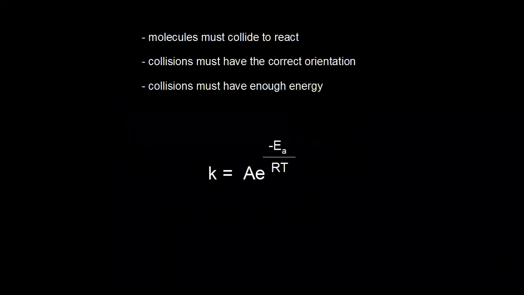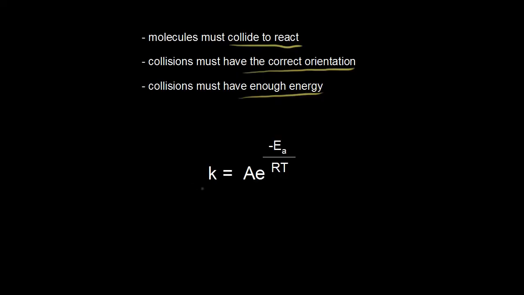In the last video, we talked about collision theory, and we said that molecules must collide to react. We also said those collisions must have the correct orientation in space to be effective collisions. And finally, those collisions must have enough energy for the reaction to occur. These ideas of collision theory are contained in the Arrhenius equation.